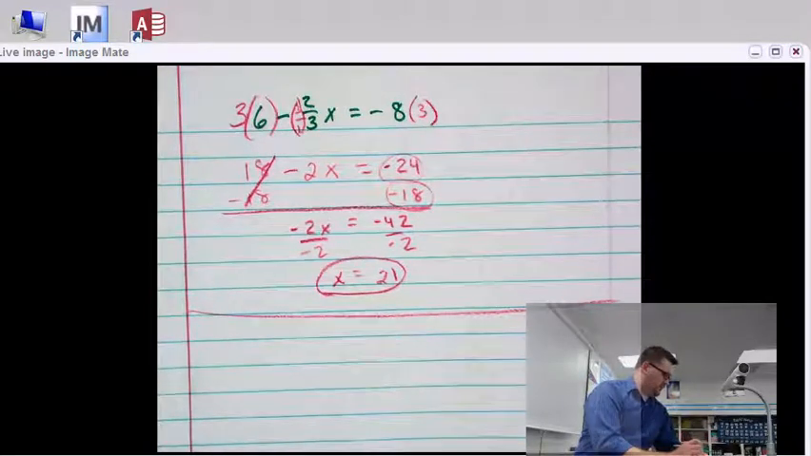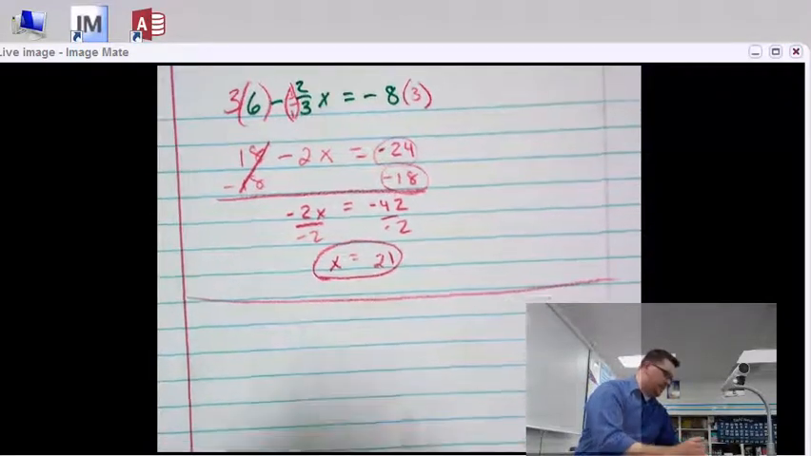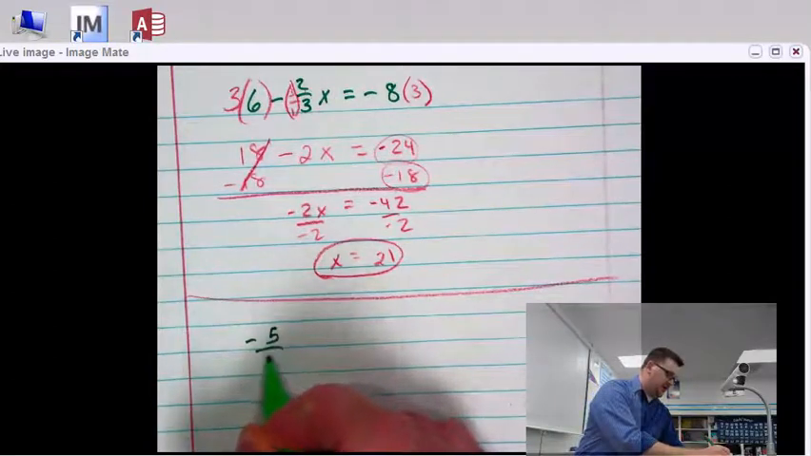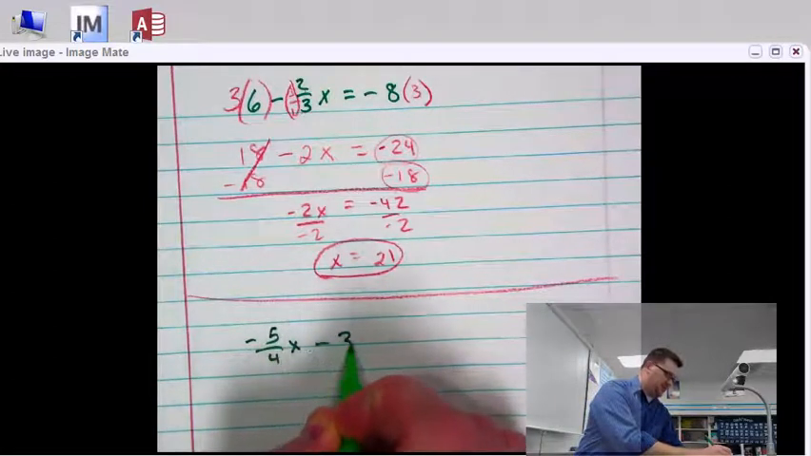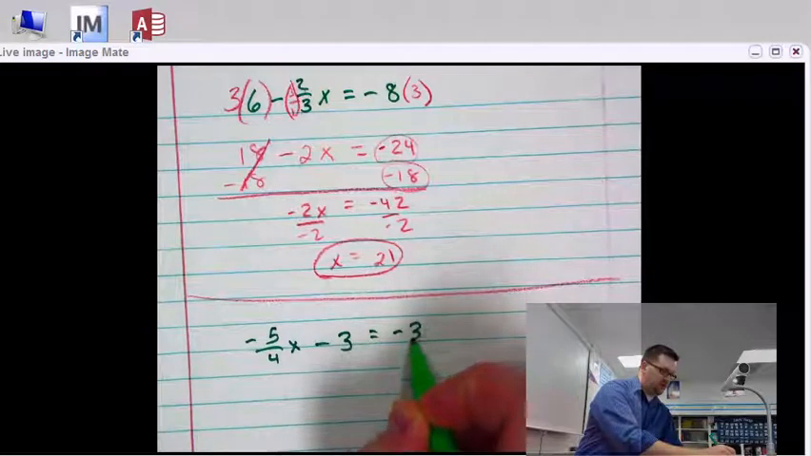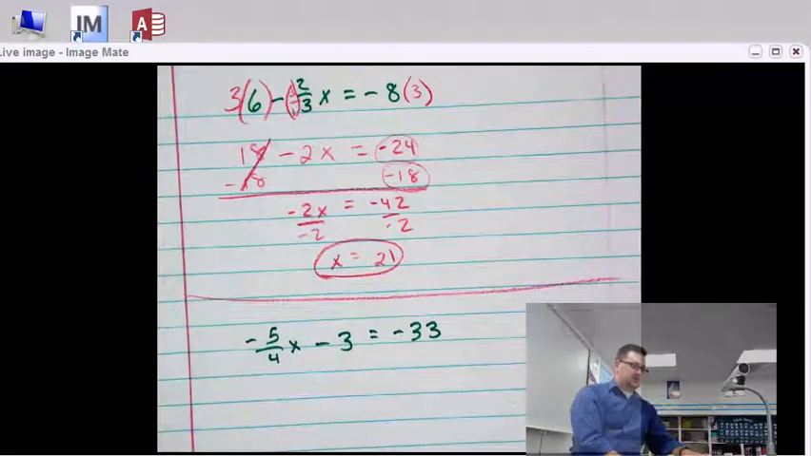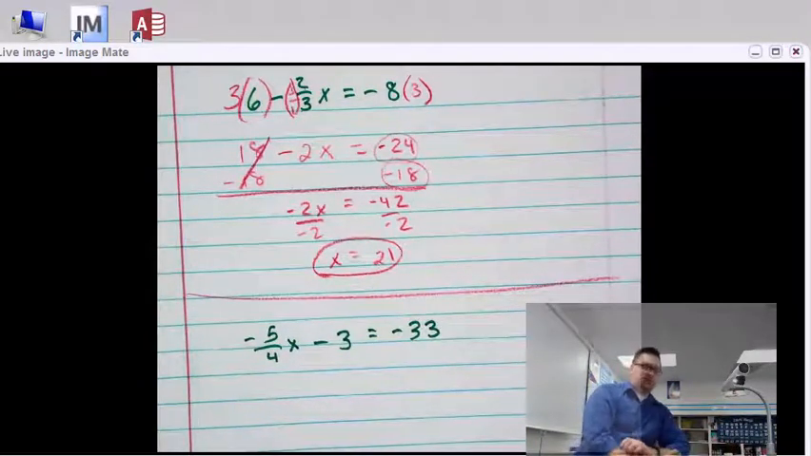So, let's try another one. If I were to give you -5/4 x minus 3 equals -33, take a look at that equation, decide what it tells you to do, and use that to make the decision as to how you would begin solving it. What would you do in this problem?